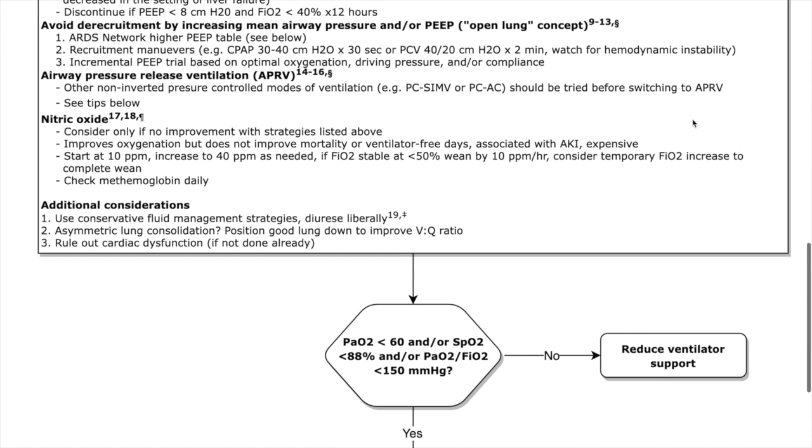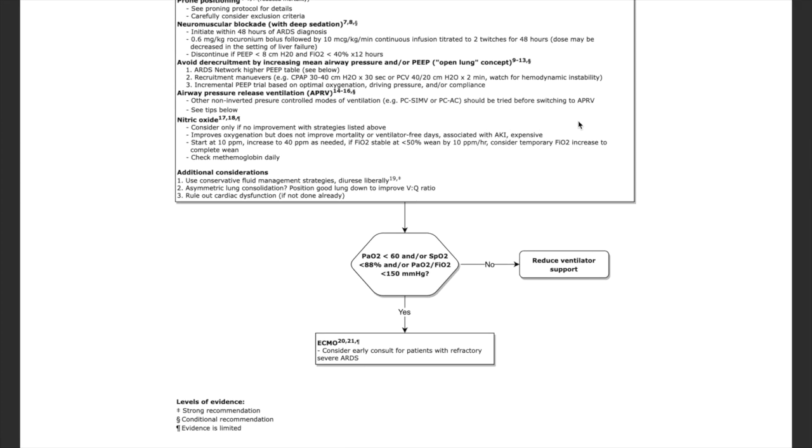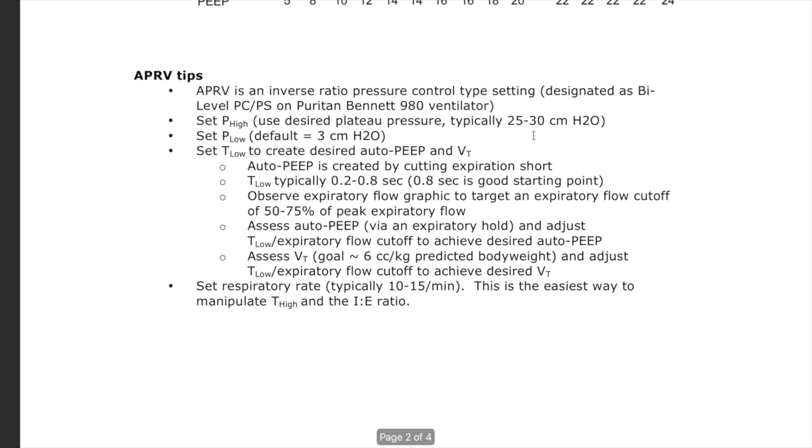Let's move on to APRV, or airway pressure release ventilation, something that is talked about an awful lot. APRV is a complicated vent setting that is discussed in some detail in the Ventilators Simplified video that is also included on the Behind the Knife YouTube page. Within that video, we do include some APRV tips for how you set APRV, including specific numbers for things like the high pressure, low pressure, and time low, and how to set your time low to ensure that you are generating the appropriate amount of auto PEEP and tidal volume.